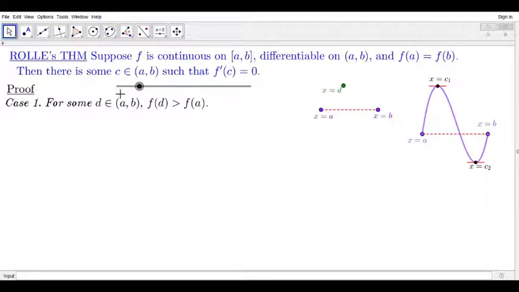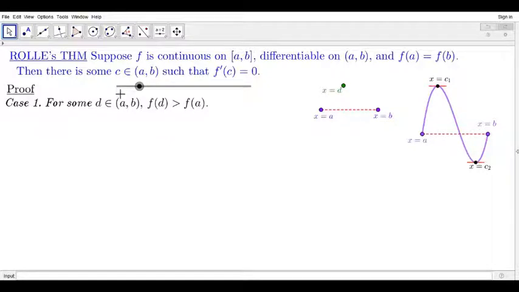So, why is this true? Let us consider 3 various cases. Case number 1. So, there's an illustration on the right side. The points on the graph in purple for x equal to a and b are at the same level.